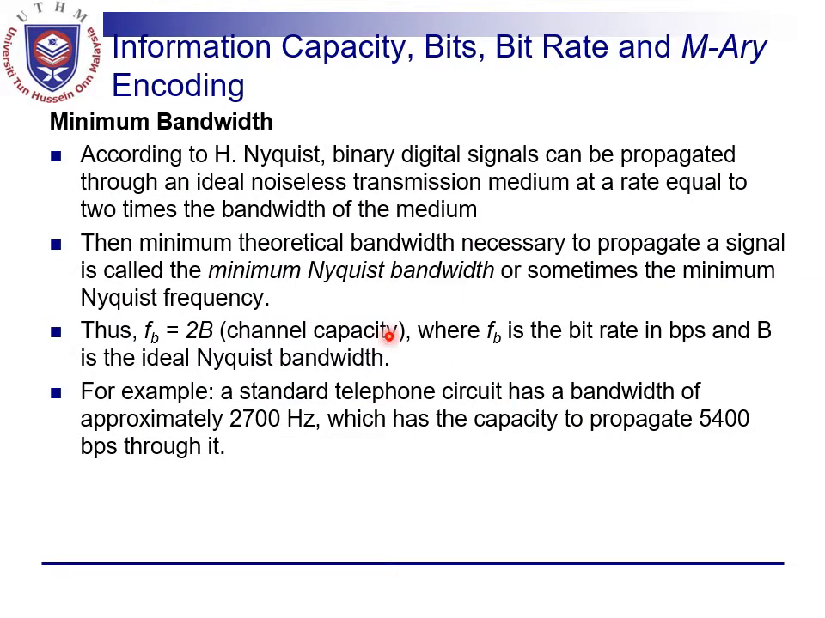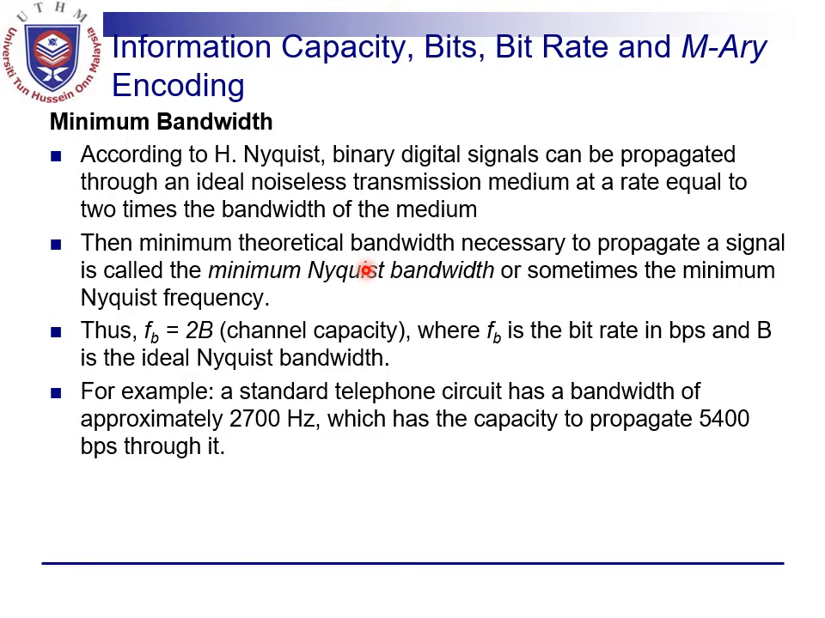Next is minimum bandwidth. According to Nyquist, a binary digital signal can be propagated through an ideal noiseless transmission medium at a rate equal to 2 times the bandwidth of the medium. It means how much signal can be transmitted through a given medium, which is 2 times the bandwidth of the medium.